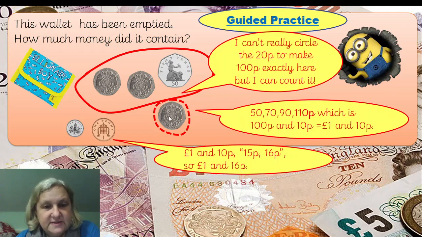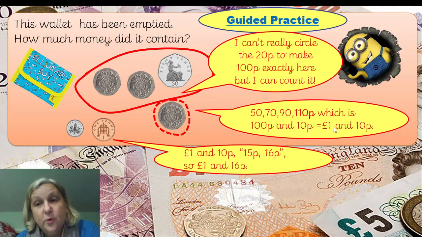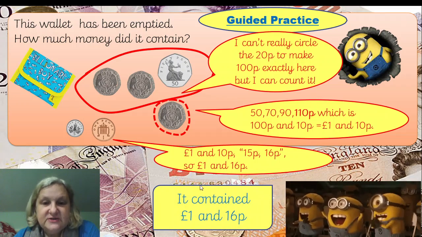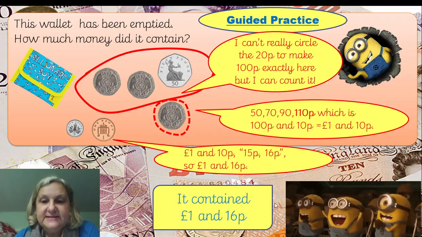You are going to have ones like this today, and I want you to have a go at them. I think it's your first one on section 2 on your sheet, but do have a go at it and see if you can count up over that 100 and then split it into hundreds and tens, or £1 and 10 and the other tens. Okay, so have a go at that today. So it contains £1 and 16p.